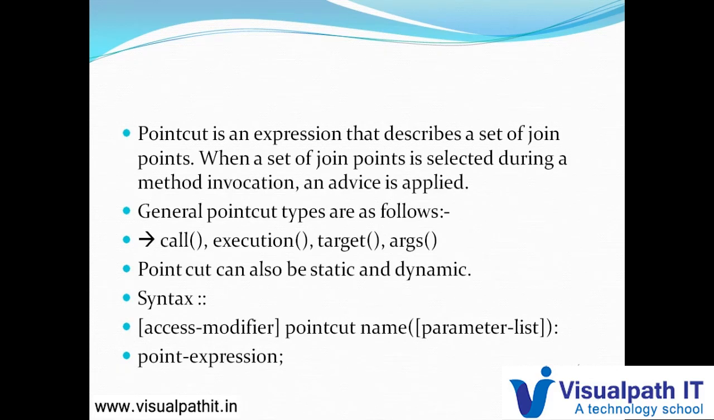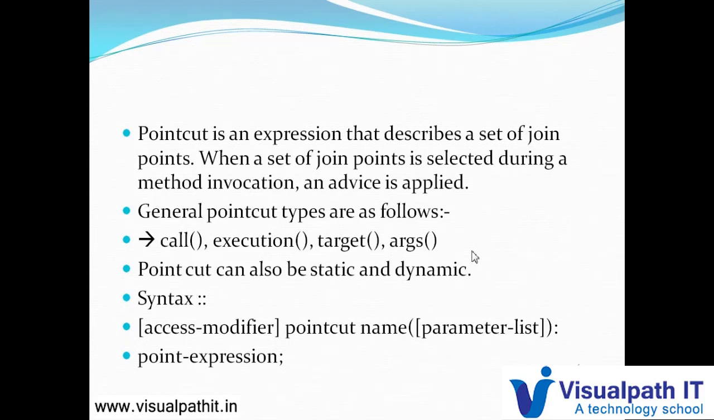So these are the four types. General point cut types are as follows: call, that is calling any method; execution, the method on which the cross-cutting concerns are applied; target, a method which executes a join point when a target object is specified as a method argument; and args, this is used for type matches if an argument passed at runtime is serializable. Point cuts can also be classified as static and dynamic.